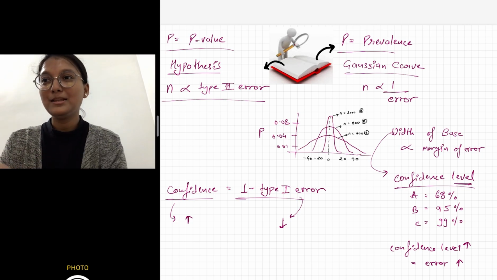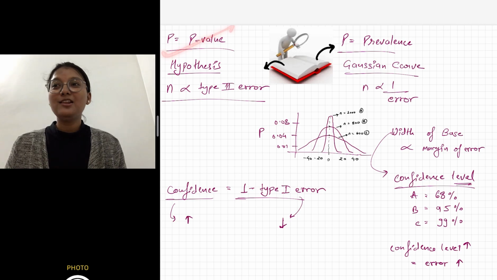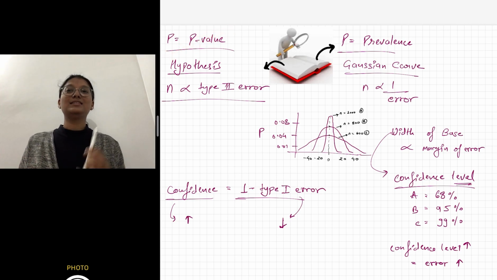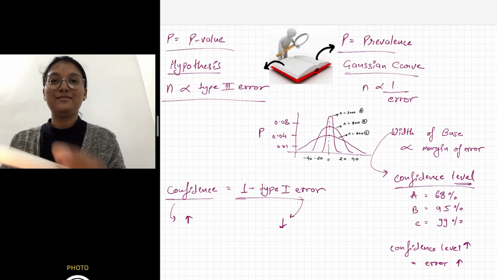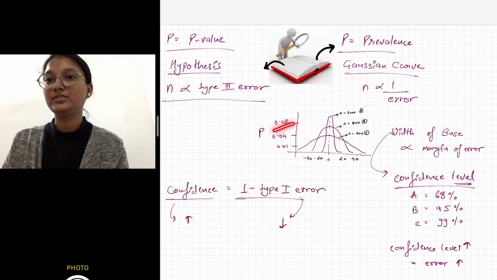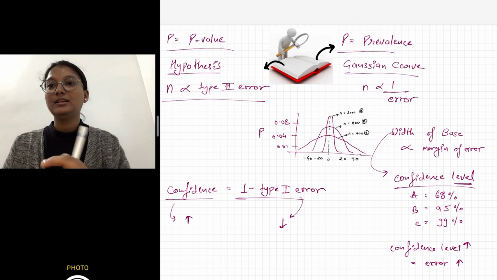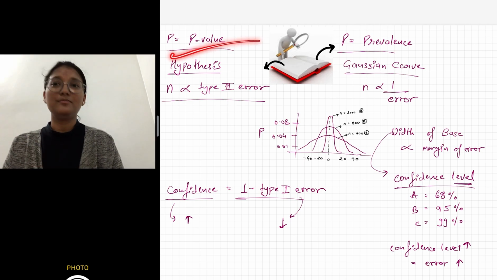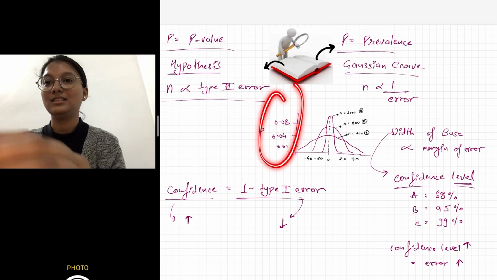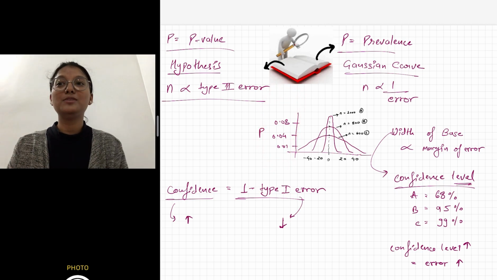So the p is p value when we talk about hypothesis, whereas the p represents prevalence in the Gaussian curve. Prevalence we can also write in terms of decimal point. 0.08 means 80% prevalence, and p value also we write in terms of decimals. So you don't have to really confuse between these two.